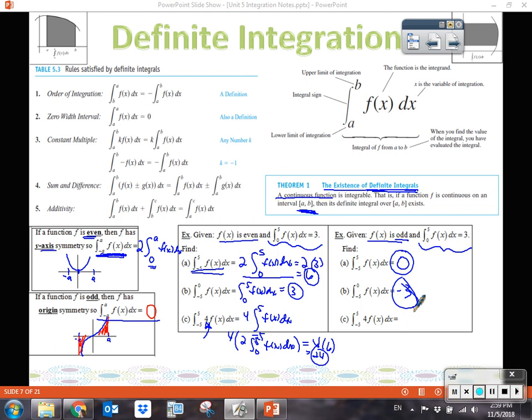So the last one, all right, let's pull the 4 out. We get to do our rule, yay! The integral from negative 5 to 5 of f of x dx. We already know that f is odd, so that's going to be 0, and 4 times 0 is 0. So that's just a little bit of a side note on even and odd. And again, it only works if you're going from negative a to a, like negative 2 to 2, negative 5 to 5. Those numbers have to match.